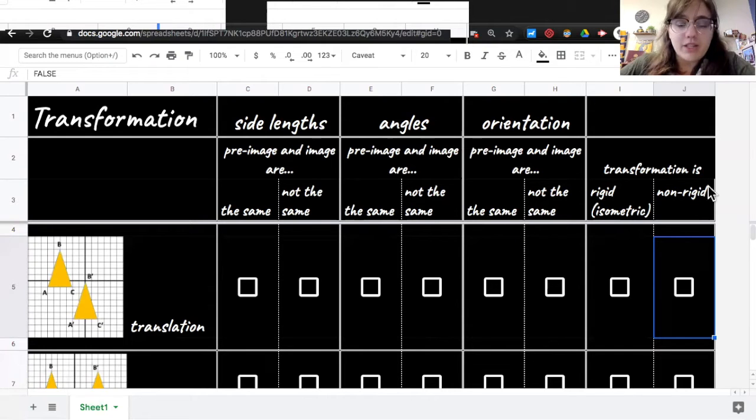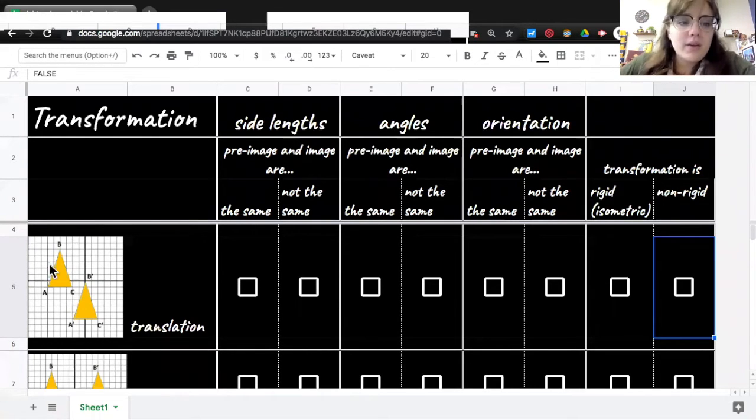Non-rigid transformations result in a similar image. So our pre-image and our image are going to be similar, but they will not be congruent. They will not be isometric. So let us begin. All right, so here we have a translation.